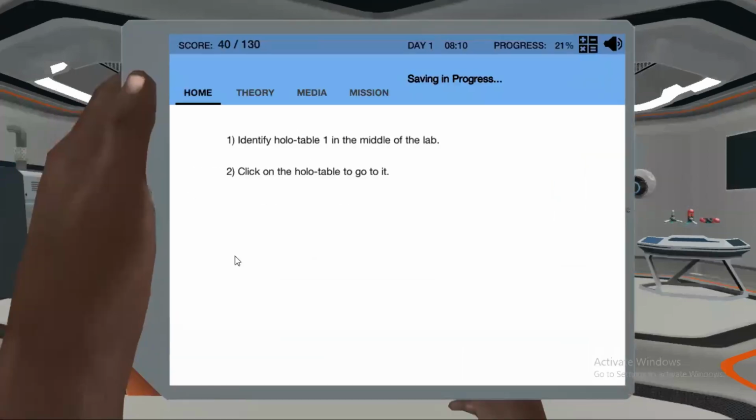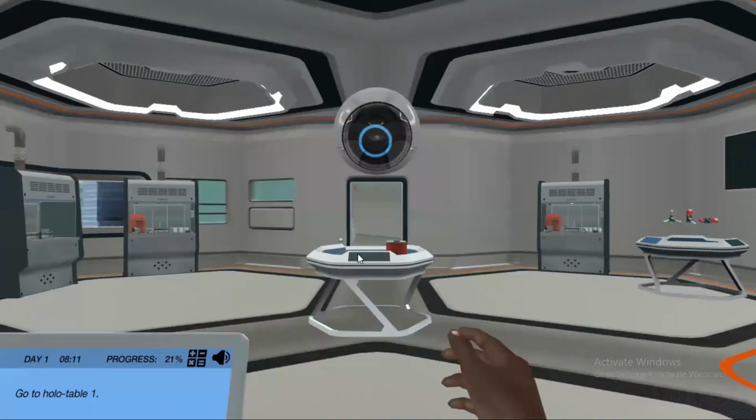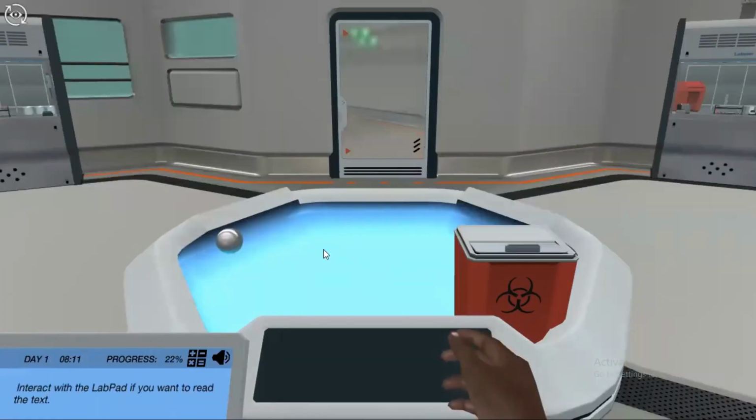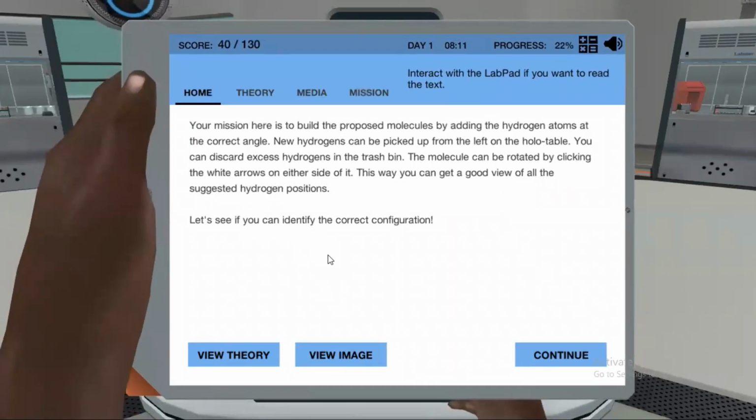Go to hollow table 1. Your mission here is to build the proposed molecules by adding the hydrogen atoms at the correct angle. New hydrogens can be picked up from the left on the hollow table. You can discard excess hydrogens in the trash bin. The molecule can be rotated by clicking the white arrows on either side of it.